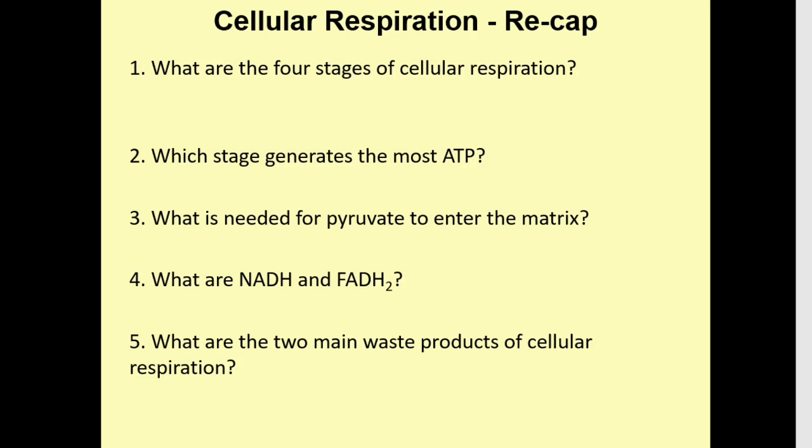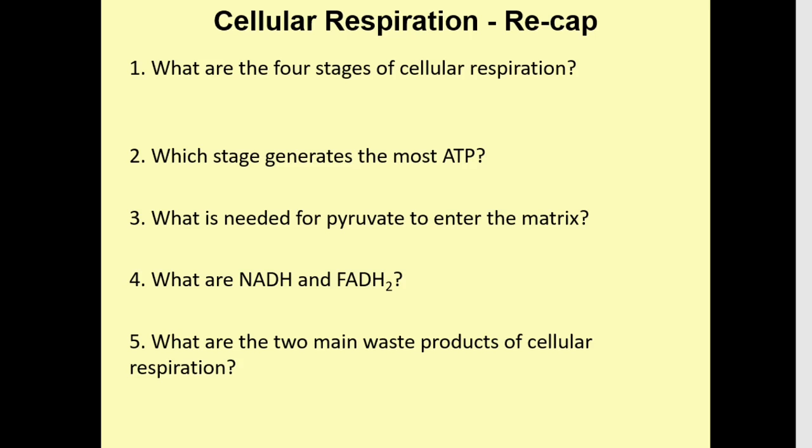Number 2, which stage generates the most ATP? Number 3, what is needed for pyruvate to enter the matrix? Number 4, what are NADH and FADH2? And then number 5, what are the 2 main waste products of cellular respiration? There's also a third one there that you can mention as well if you like. So those are the 5 questions. I'll give you a few minutes to answer them, and then we'll go through the answers together.